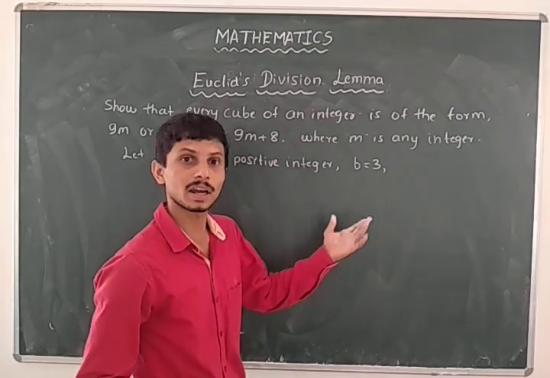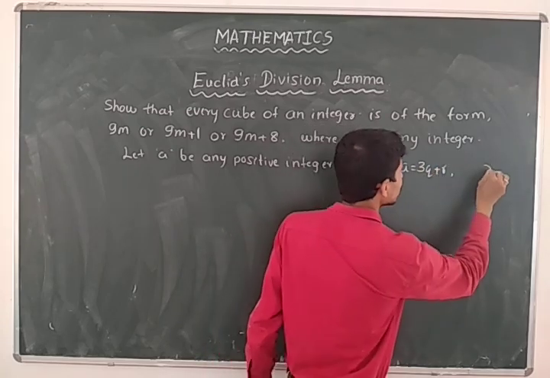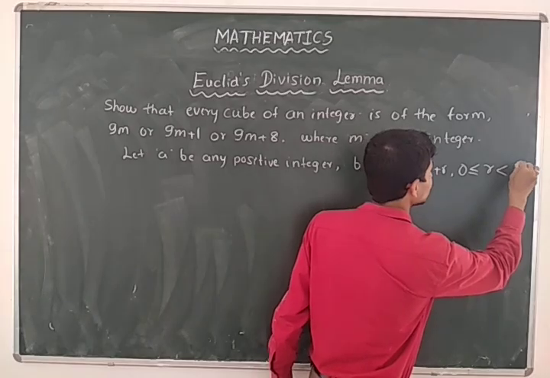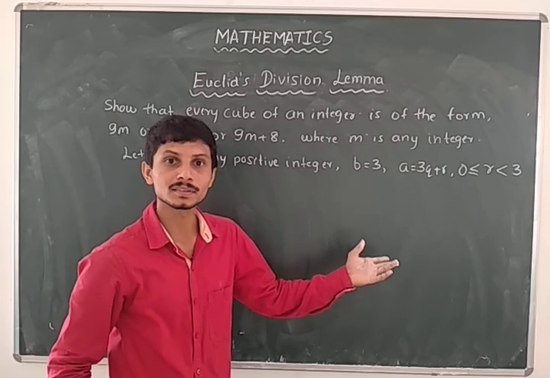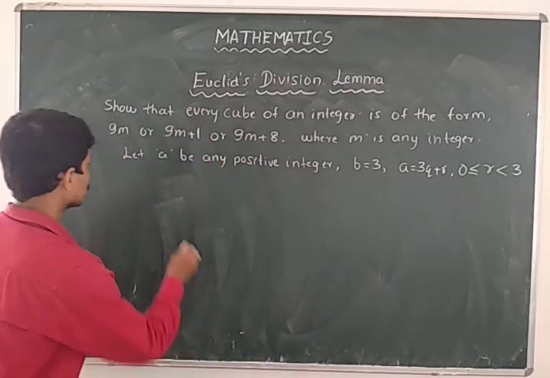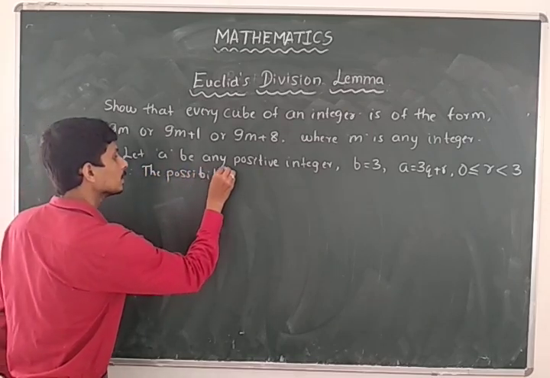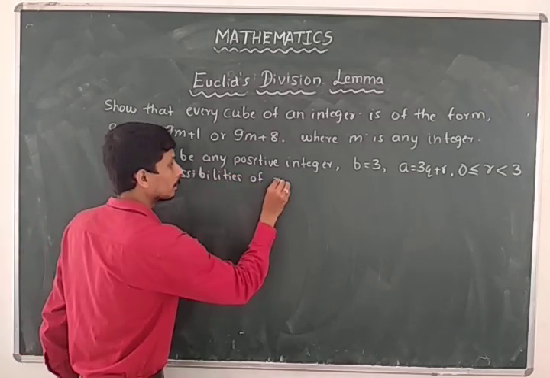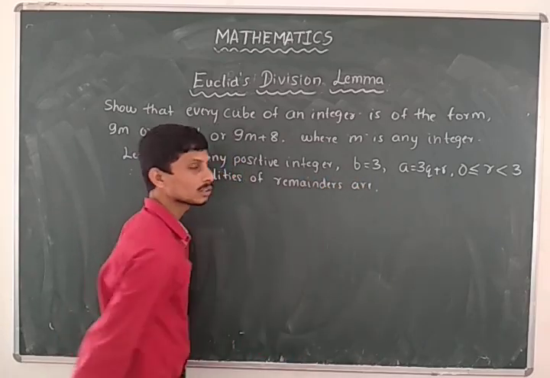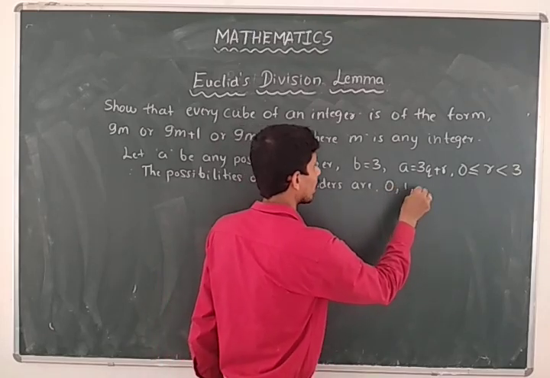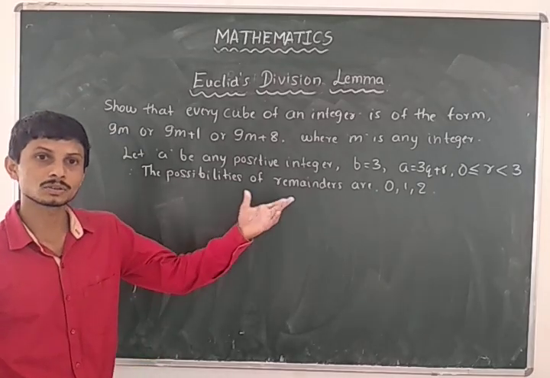From Euclid's division lemma, we write a = 3q + r, where r is greater than or equal to 0 and less than 3. So r is less than 3 means the possibilities of remainders are 0, 1 and 2. Let us check one by one by taking r equal to 0, 1 and 2.